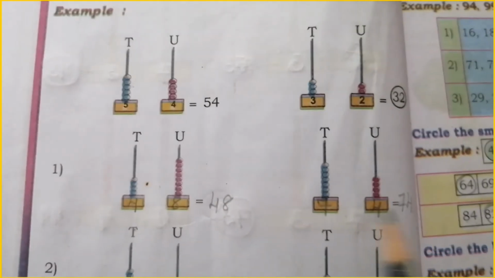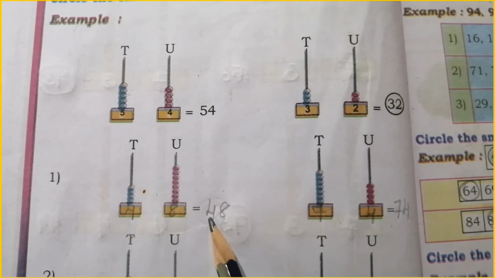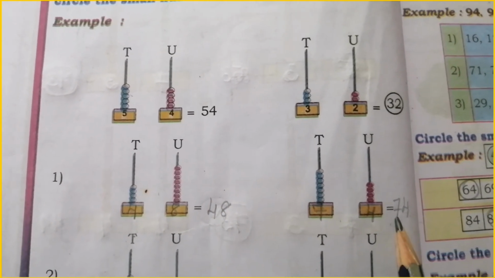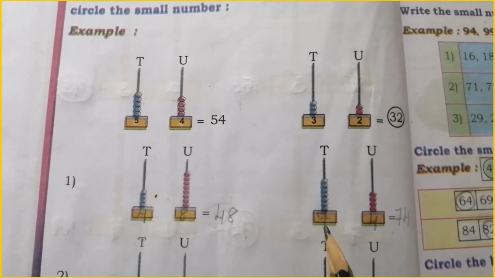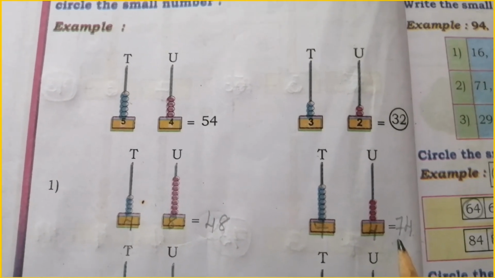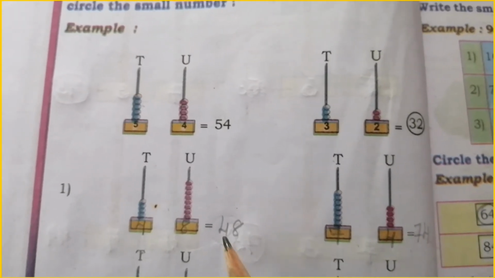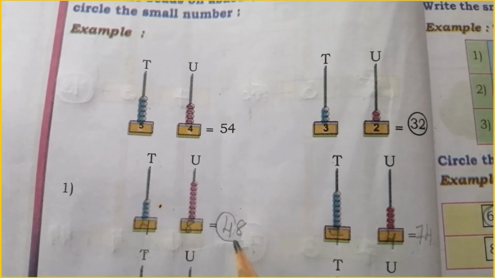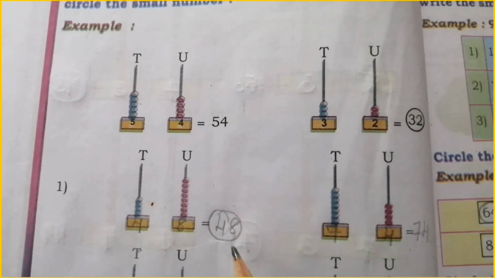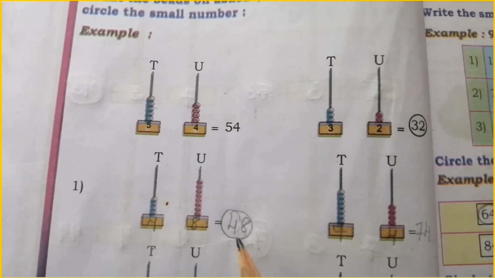Let's compare these two numbers in tens place. 4 and 7. 4 is in tens place. Here 7 is in tens place. So 4 and 7 are in tens place. So which is the smallest number in these two numbers? 4 is the smallest number. So we have to encircle the number 48.